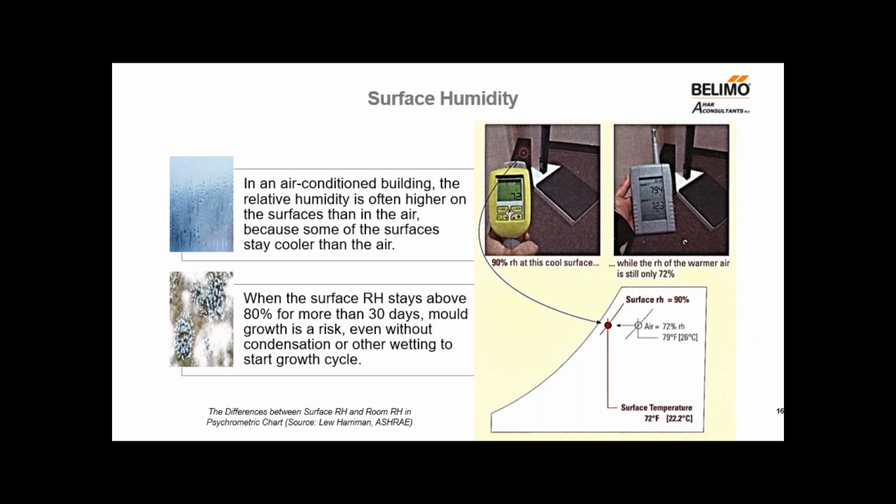Another important concept that we need to understand is surface humidity. Material can absorb moisture directly from air when relative humidity is high on the surface. Condensation occurring on the surface usually leads to mold growth. When the surface RH stays above 80% for more than 30 days, mold growth is a risk, even without condensation or other wetting to start the growth cycle.